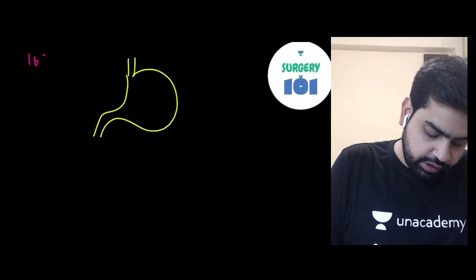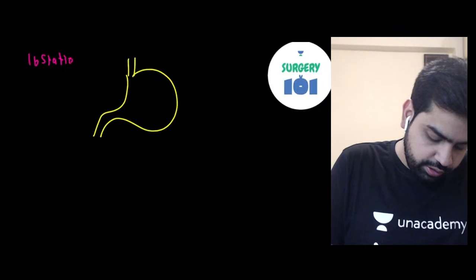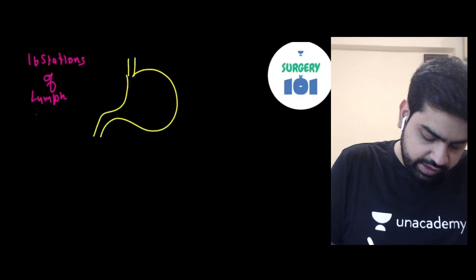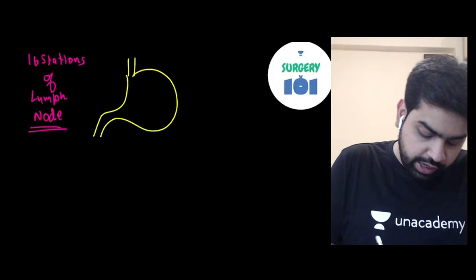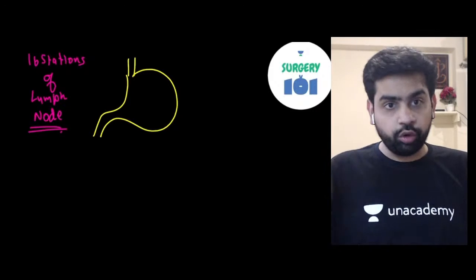So what you need to understand is, we have the stomach, and around the stomach we have various stations of lymph nodes. We have 16 stations of lymph node around the stomach. Do you understand this point?